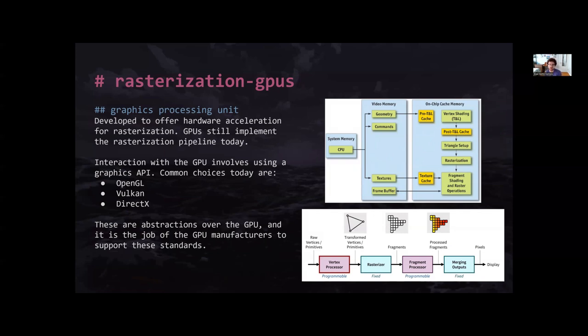And GPUs still implement this exact pipeline, and we can interact with it using what's known as a graphics API. Common choices today are OpenGL, Vulkan, and DirectX, and these are direct abstractions over the GPU. Vulkan gets really into the weeds, OpenGL is higher level, and DirectX is somewhere in the middle. It's up to GPU manufacturers to support these standards. So we can see over to the right how NVIDIA lays out their cards in hardware, and then how we can think of this pipeline as a user of graphics APIs.